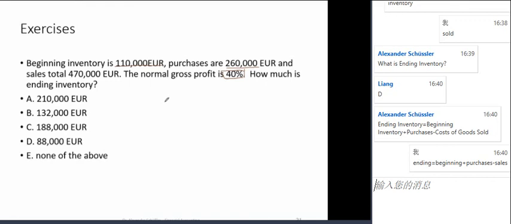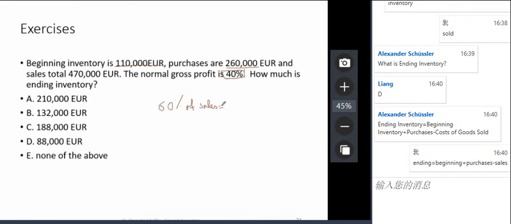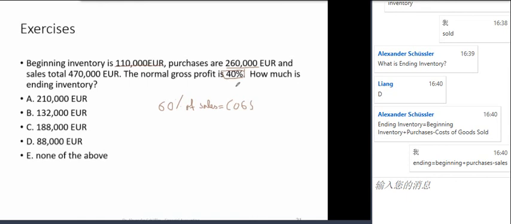That means that actually 60% of sales equal cost of goods sold, because 40% is your gross profit. Yeah, so if you have a gross profit of 40%, that means 60% have to be cost of goods sold.